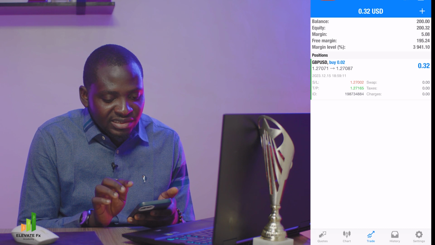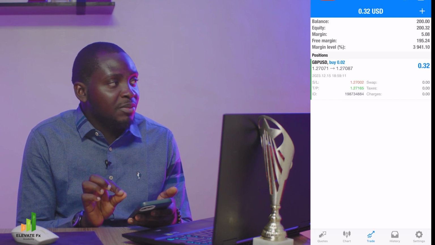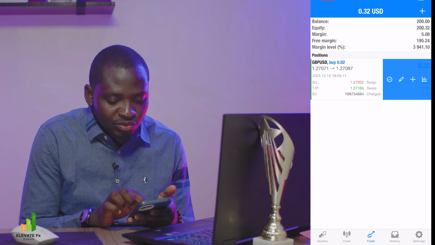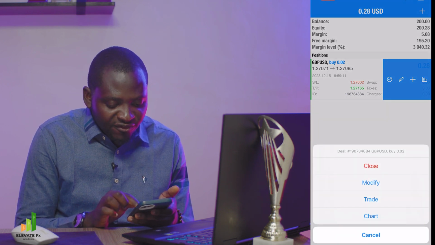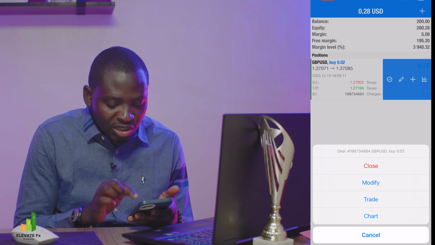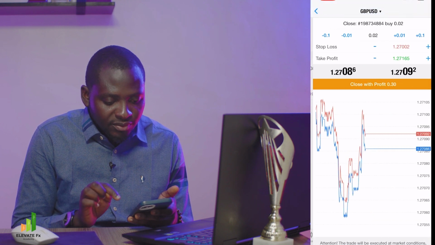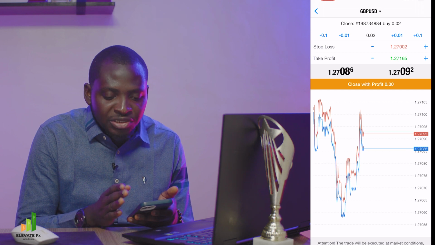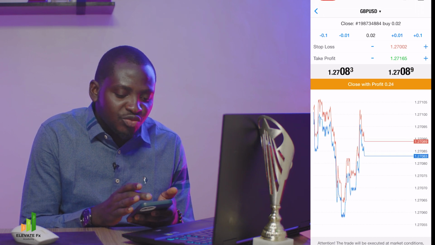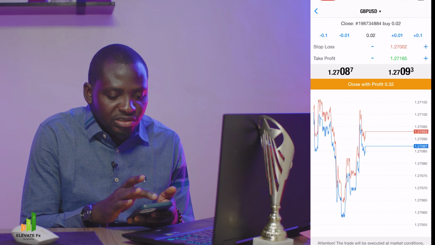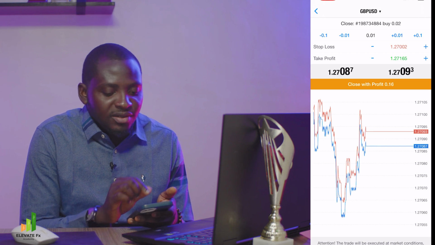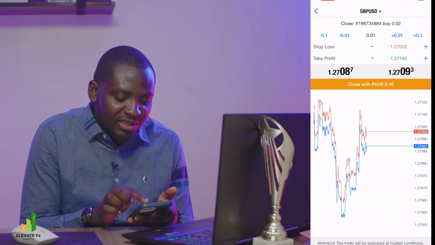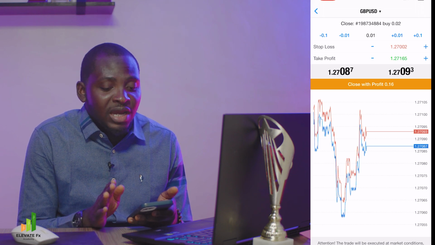So as easy as this is, if you want to exit the market at this point, you are going to use an instant execution as well. You just come over here, you have close, modify, trade, chart. You click on close. And if you want, you can close a portion of your trade and leave a portion running. So since we bought 2 micro lots, we're going to close out 1 and leave 1 running. So I'll leave 1 with the instant execution, so you see exactly how it works.